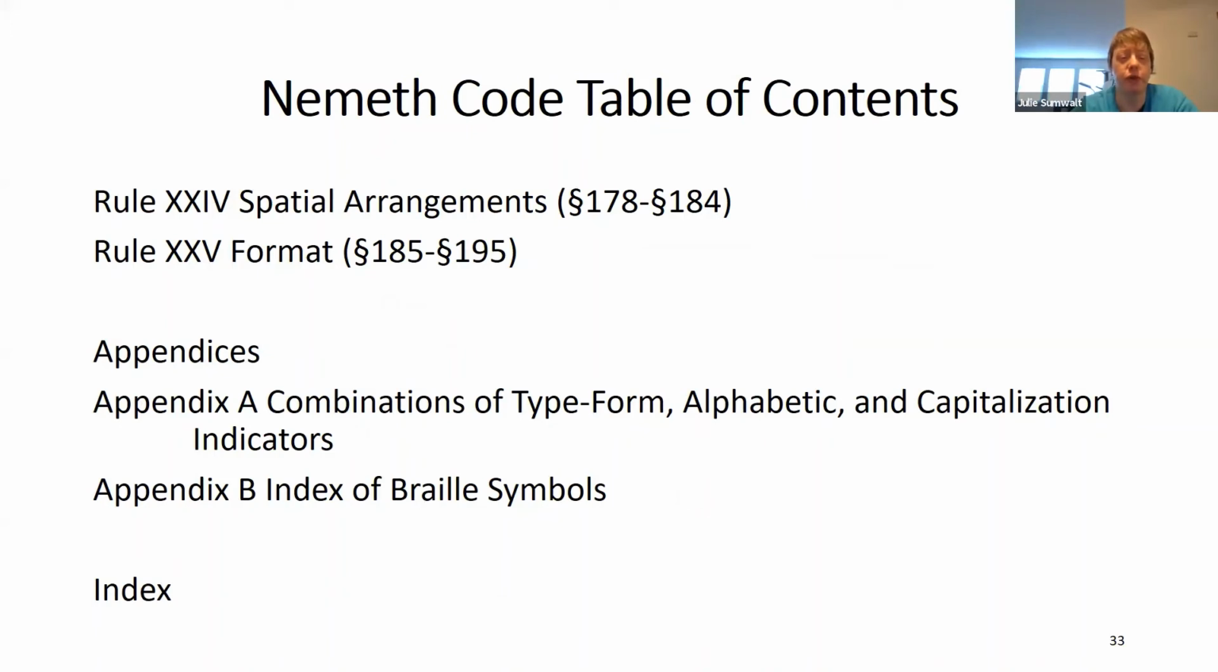Appendix A shows what various combinations of type form indicators like bold and italics, alphabetic indicators like Greek letters, and capitalization indicators look like. So mixing and matching those, that's what Appendix A is all about. Followed by Appendix B, which has the whole list of Braille symbols. It's quite large, and they are in Braille order. Following that is just a regular index for the codebook.